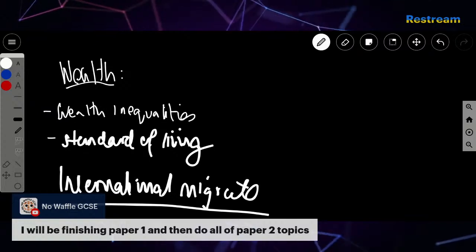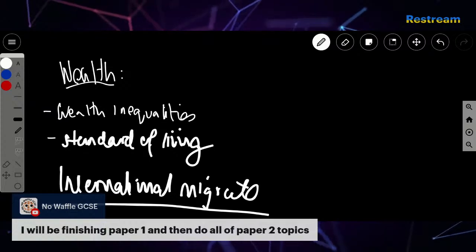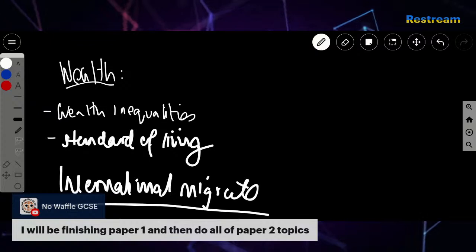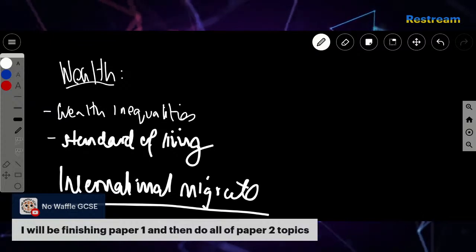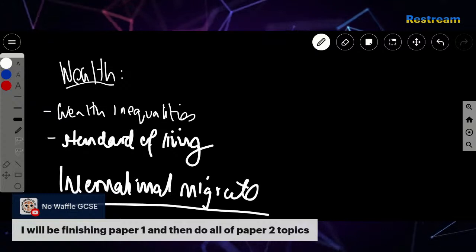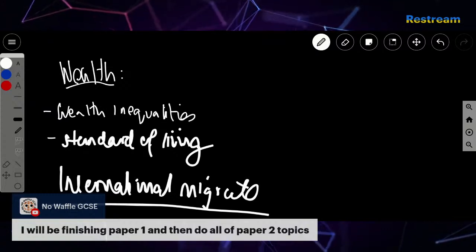Migrant workers contribute to the economies of the high income countries they move to instead of the LICs they leave, which further increases the development gap, because as people move to the higher income countries for job opportunities and things like that, they are neglecting their own countries and then furthermore increasing the inequality.